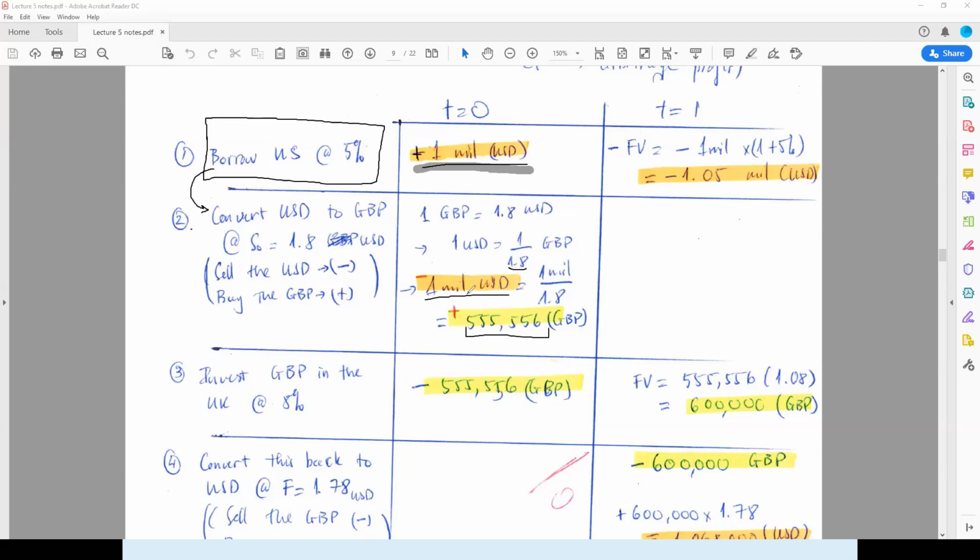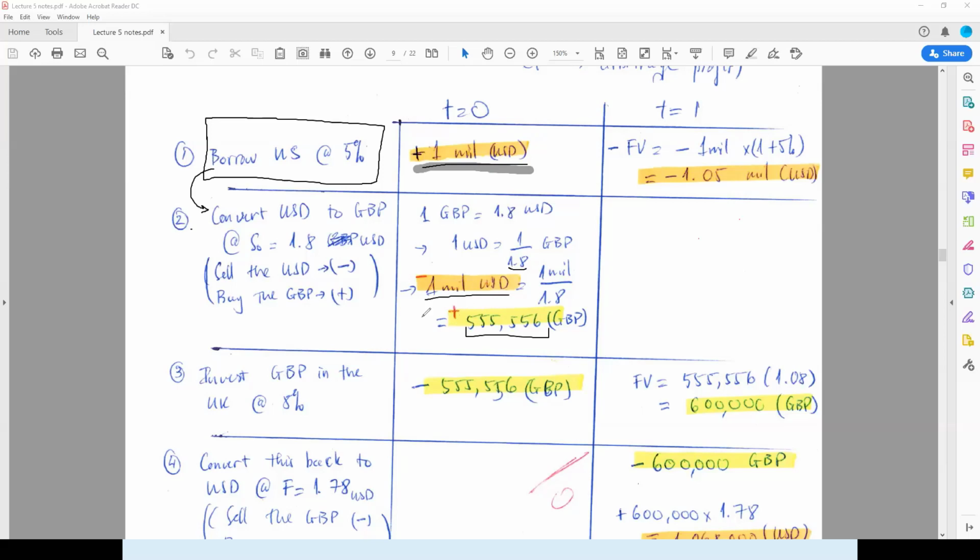So if I convert 1 million USD into pounds at 1.8 USD per pound, I will get 555,556 pounds. Okay. So in this transaction, essentially, I'm selling the USD to acquire the pounds. So after the second transaction, I should have 555,000 something pounds for investment.